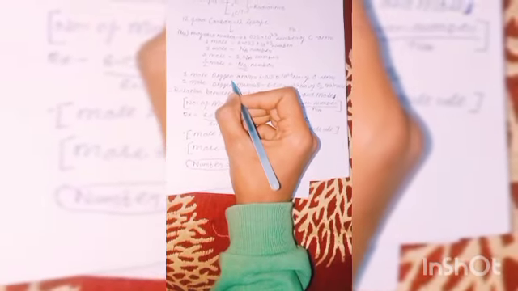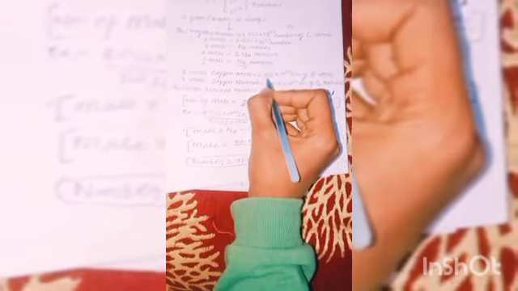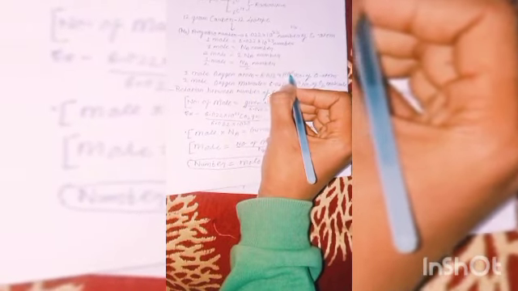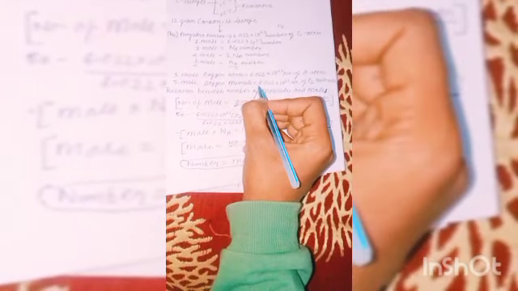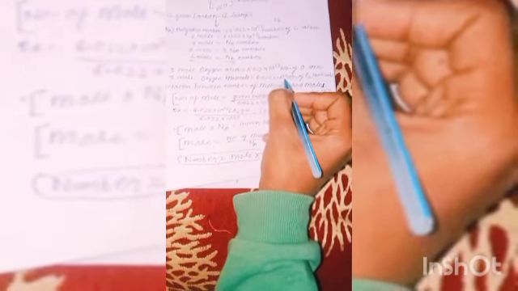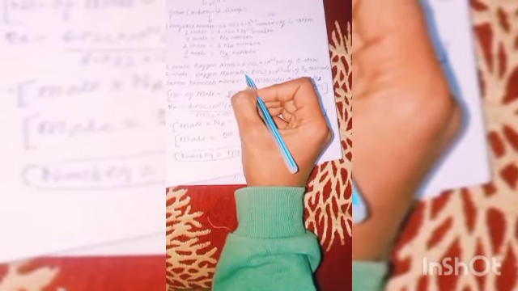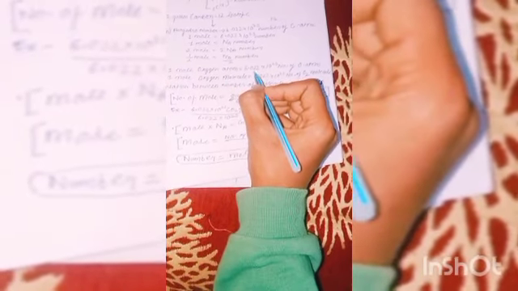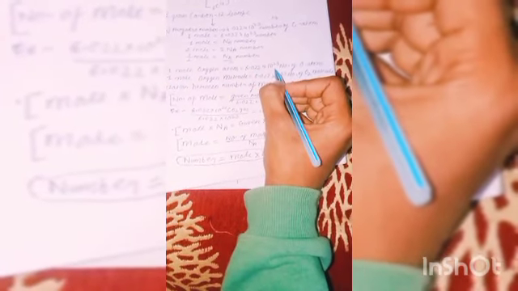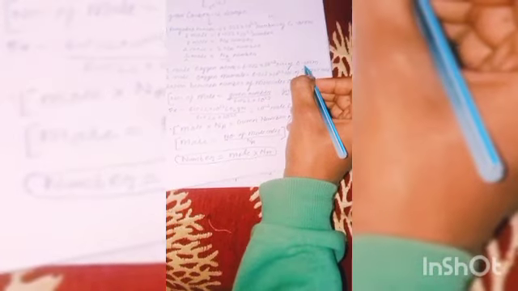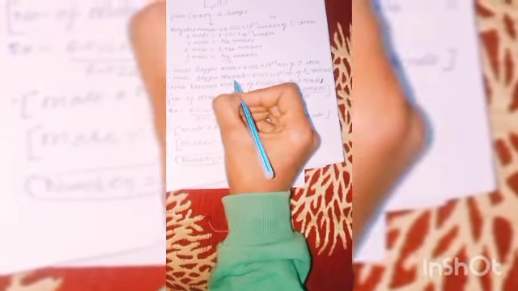and 1 mole of oxygen atoms is equal to 6.022 into 10 to the power 23 number of oxygen atoms, and 1 mole of oxygen molecules is equal to 6.022 into 10 to the power 23 number of O2 molecules. जो भी हमें पूछा रहता है, अगर एटम पूछा है तो उसका 6.022 इंटू 10 टू द पावर 23 नंबर ऑफ एटम ही लिखेंगे. जब मॉलिक्यूल पूछा रहेगा तो, important, you have to note it down.